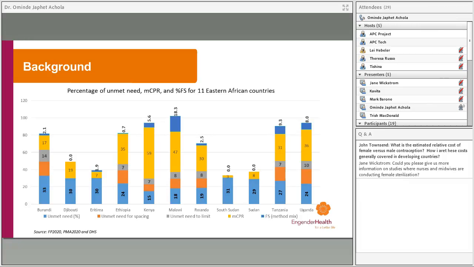So, as a way of context, I think my colleagues have gone through the aspect of the need for female sterilization, and on this graph, I'm sorry it might be very small print, but I just want to mention here that the need to limit in the 11 countries ranges between 7 and 14%, and the need to space ranges from 8 to 18%. Again, these are all data from FP 2020, PMA 2020, and the DHS data. If you look at the contraceptive prevalence of the female sterilization, it ranges from 0 in about 3 countries to 18% in Malawi.